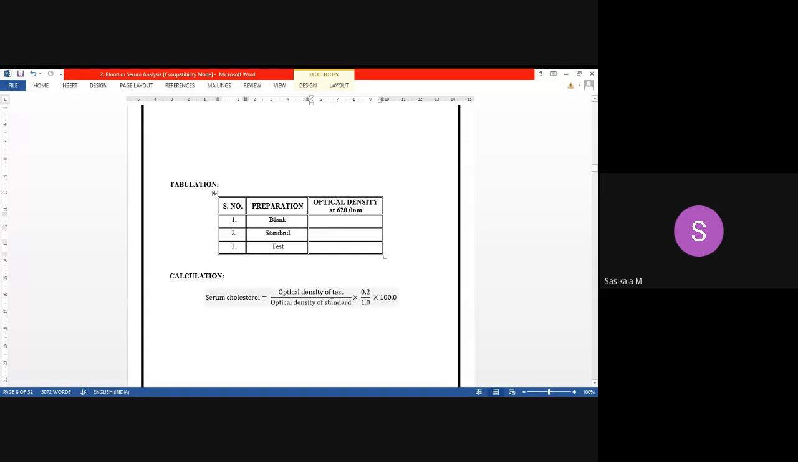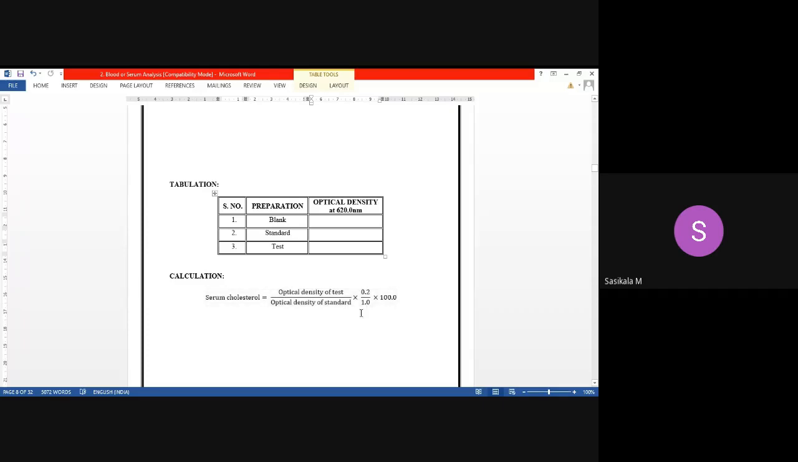So the values represent the dilution factor and the concentration of standard, so that we could get the concentration of unknown. The optical density of standard and test will give the reading of results for the concentration of cholesterol present in the sample. The unknown concentration can be determined.